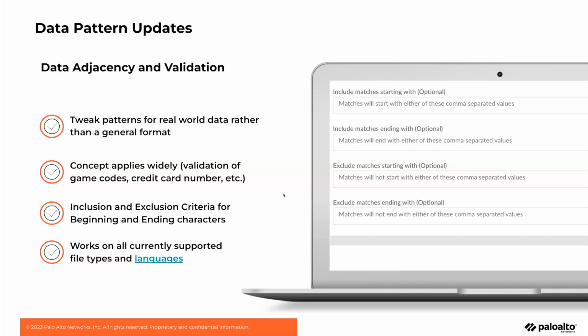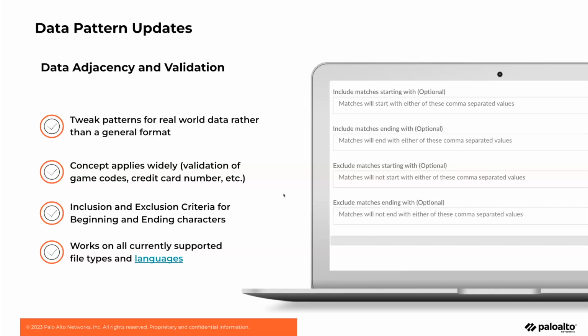The way this works is through an inclusion and exclusion criteria. So you could say include matches that start with a certain set of characters or end with a certain set of characters. Similarly for exclusion as well. And then it works for all currently supported file types and languages today.